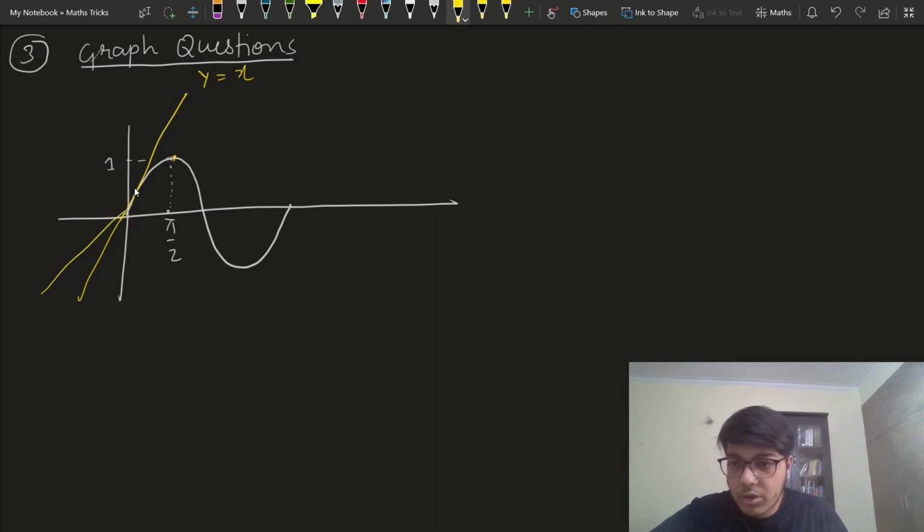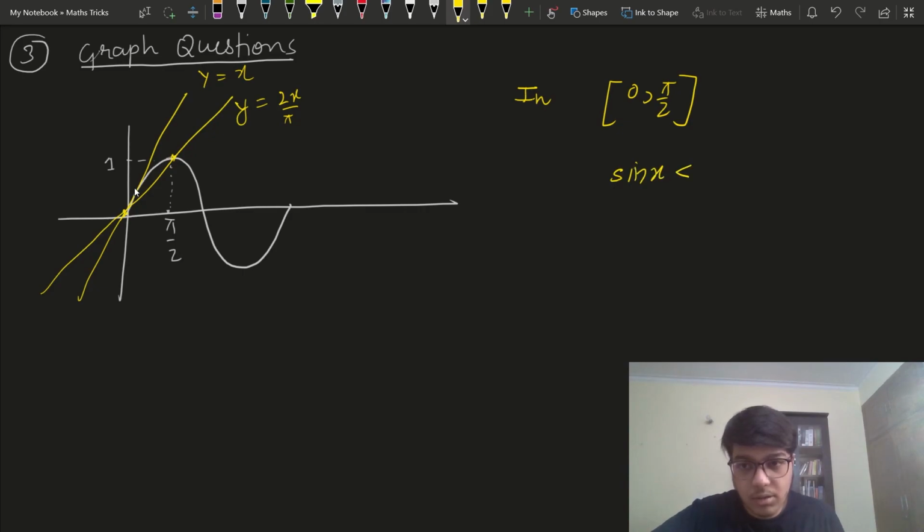Now, what is the equation of this line? You can find out on your own. This is y = 2x/pi. So in 0 to pi/2, sin x is less than or equal to x, and greater than or equal to 2x/pi.